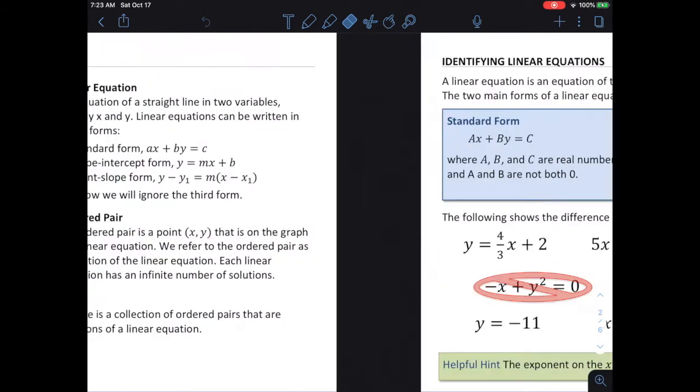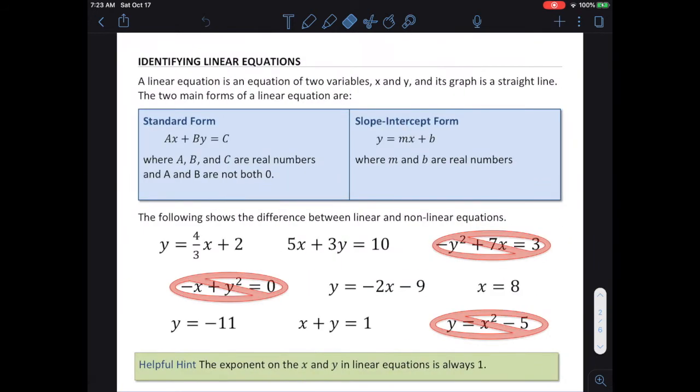And then on the next page, it's going to be important for you to read through this so that you can understand how to identify a linear equation. And the key really is in the helpful hint in the bottom green box where it says the exponent on the x and y in linear equations is always 1. So that's kind of the key hint that you can use to identify a linear equation.